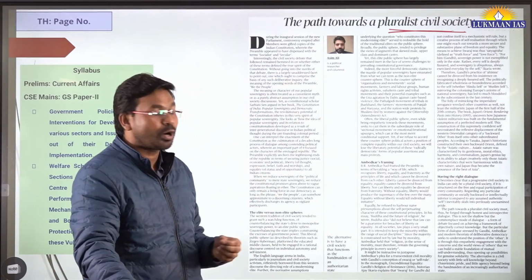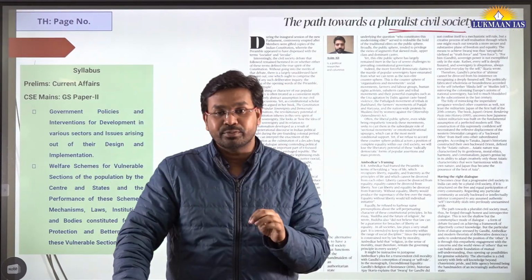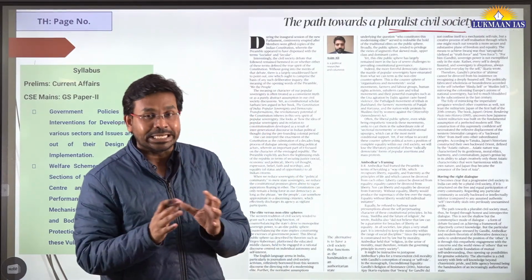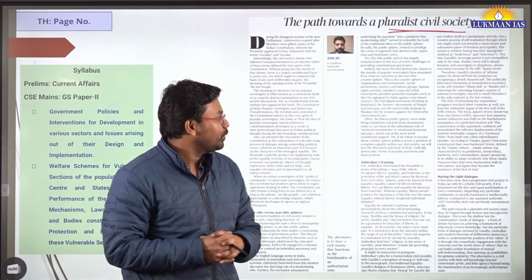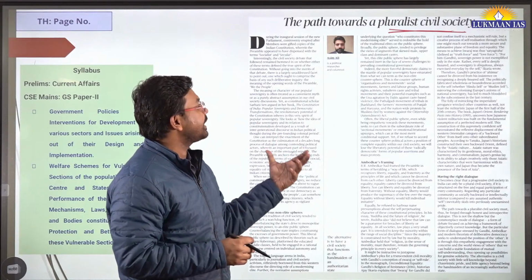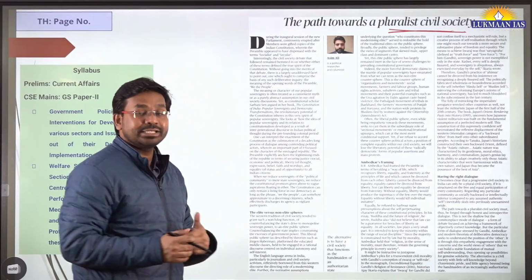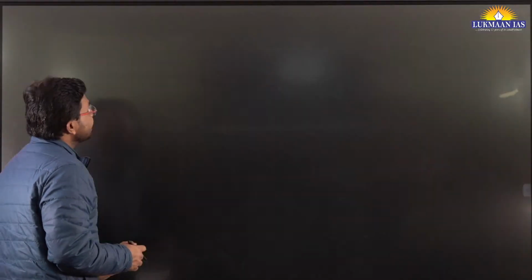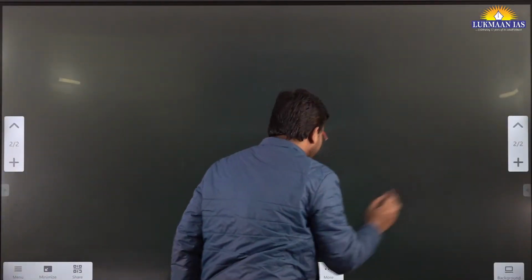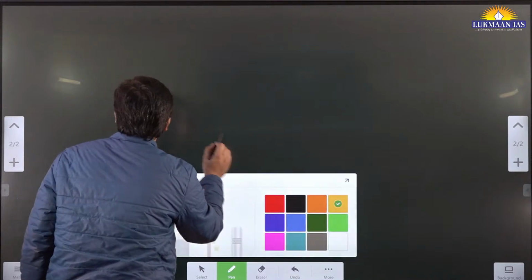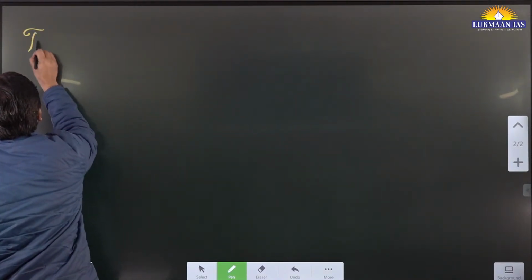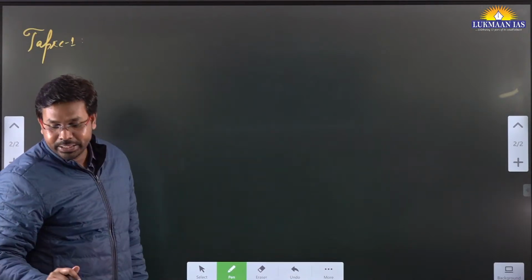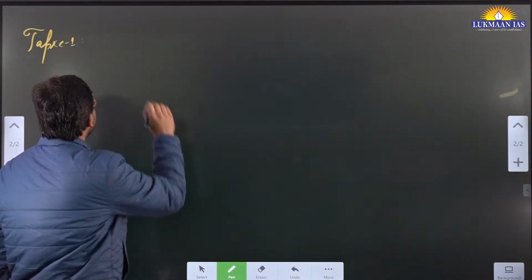We are going to discuss some important concepts from the preamble of the Constitution of India. We are going to discuss the nature of Indian polity. We are going to discuss some of the acts mentioned over here, like the Citizenship Amendment Act. We are going to discuss many of these things. The name of the first topic that we are going to discuss today, topic number 1, is the path towards a pluralist civil society.